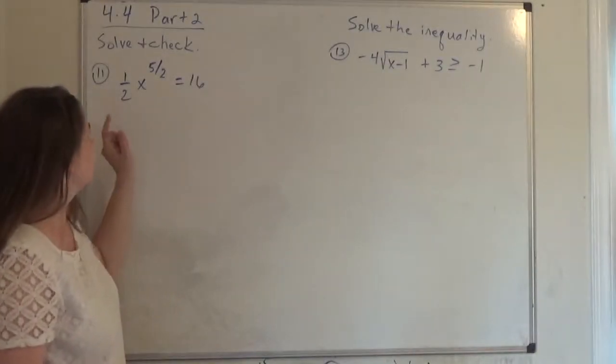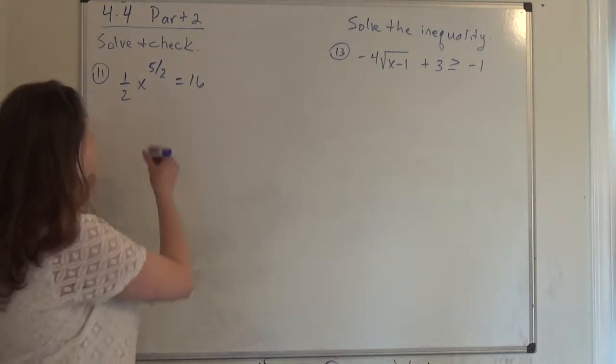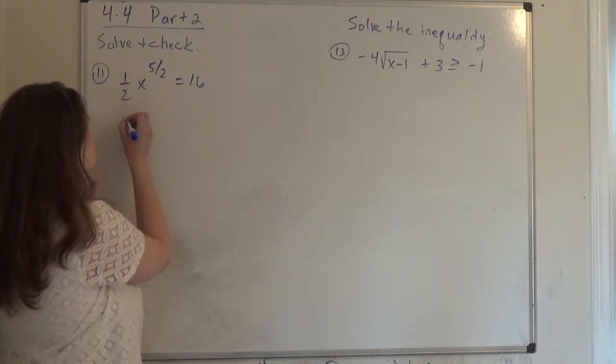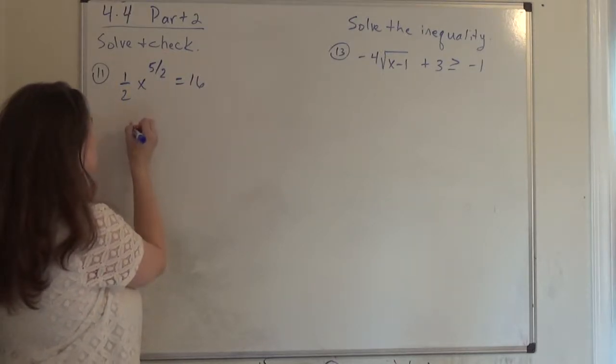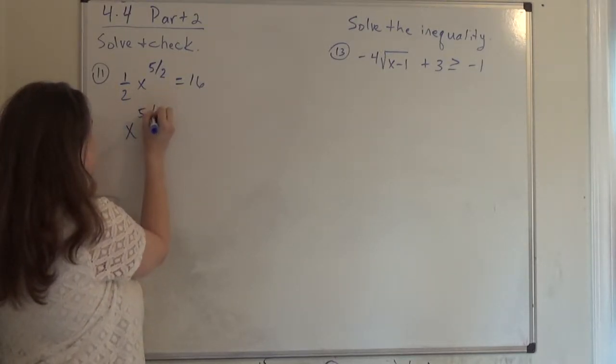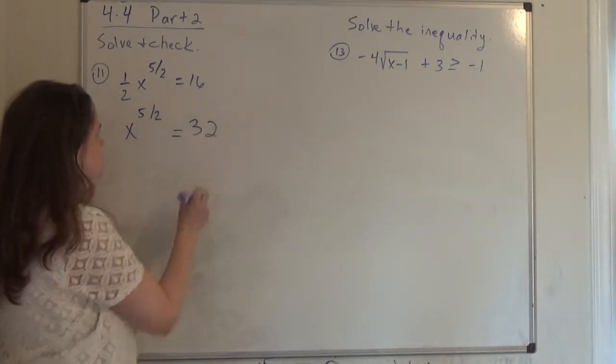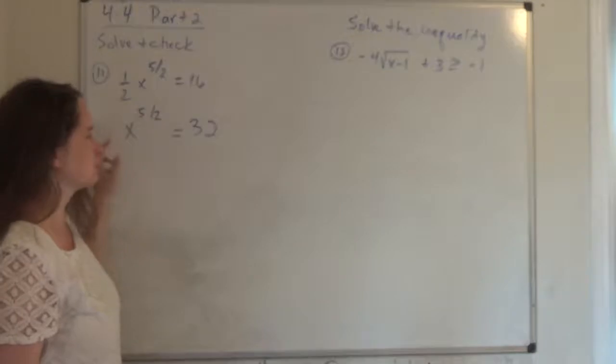To do that, I can multiply both sides by this 1/2, or multiply both sides by 2 to get rid of this. So 1/2 times 2 is just 1, so that gives me x to the 5/2 power equals, and then 2 times 16 is 32. So I just multiply both sides by 2, the reciprocal here.